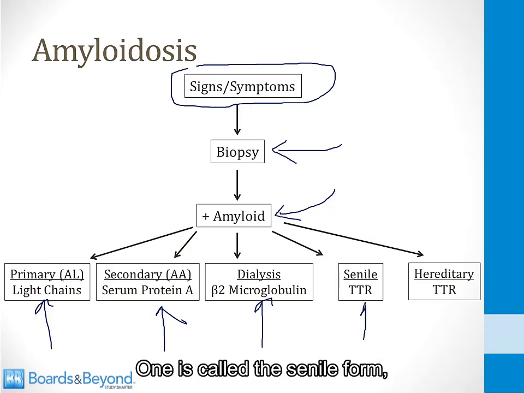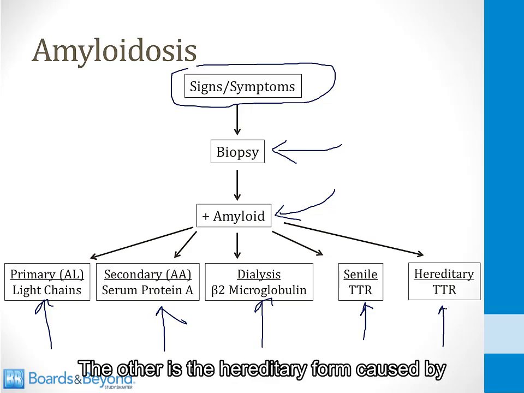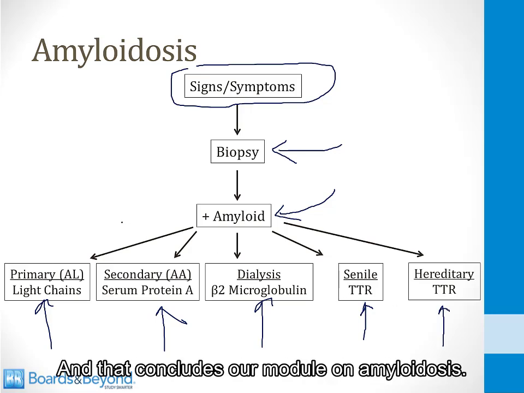One is called the senile form, that's caused by normal transthyretin. The other is the hereditary form caused by a mutant version of transthyretin. And that concludes our module on amyloidosis.